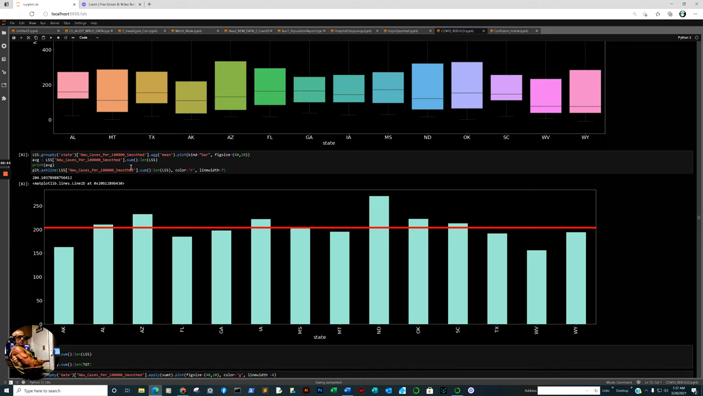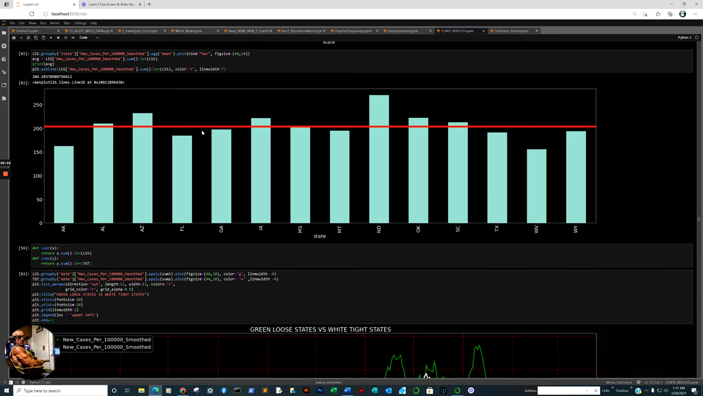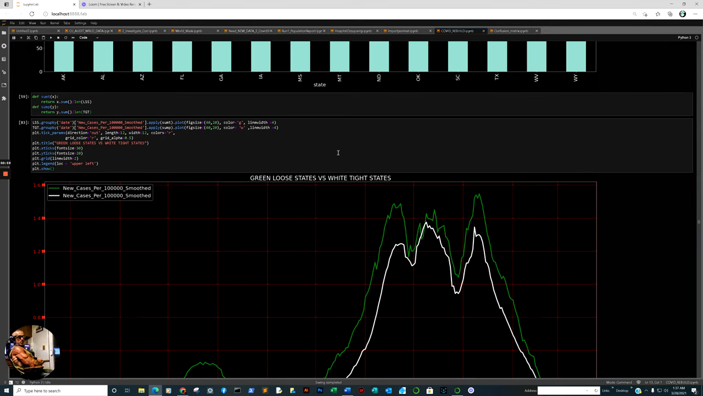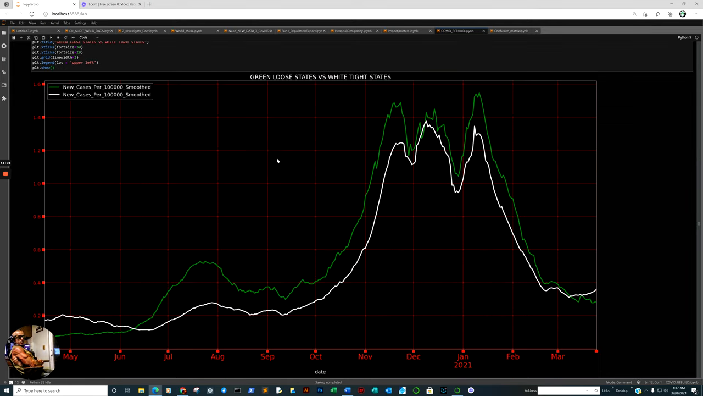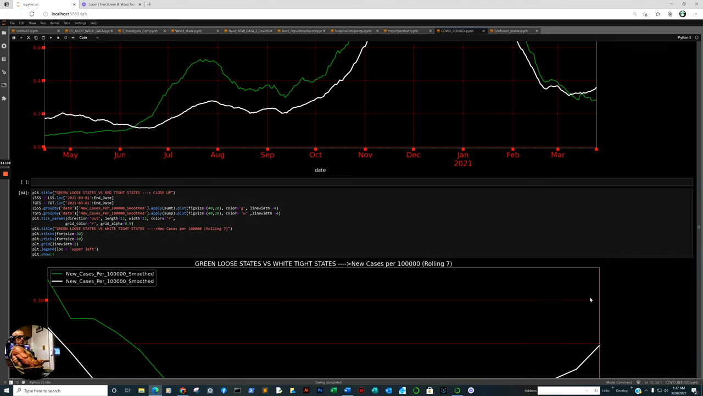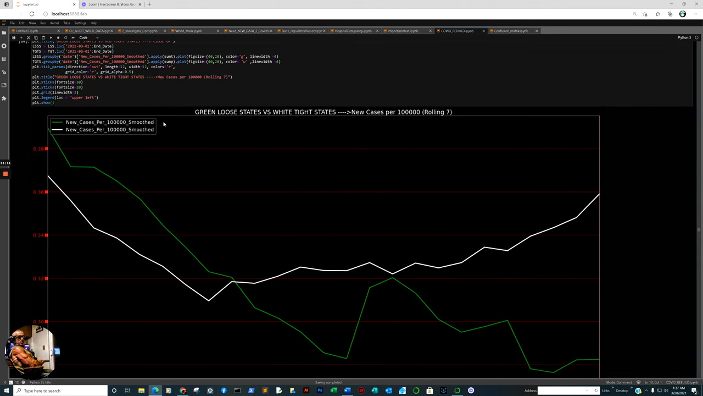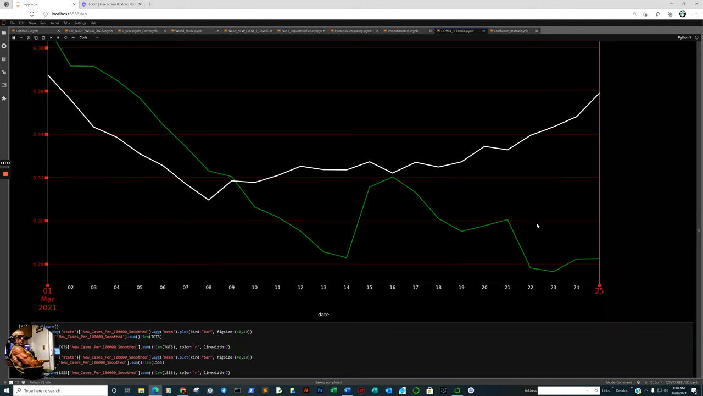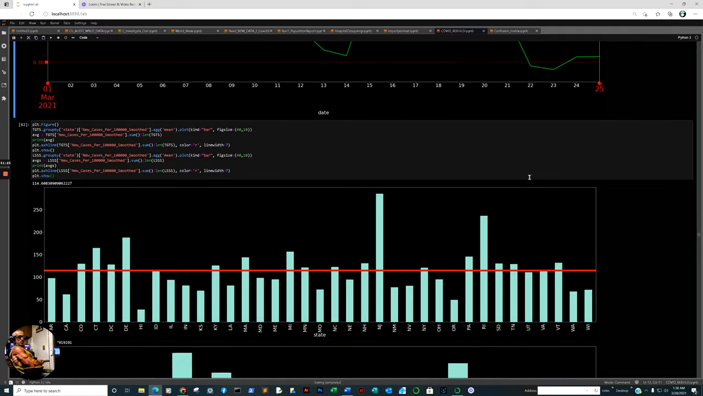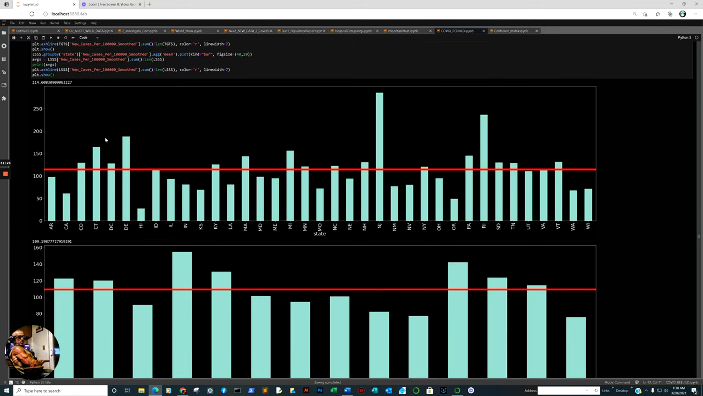Right there, probably a little higher. But again, we're not looking at cases. We're looking at hospitalizations and mortality. Green is for the loose states, white is your tight restriction states. But recently, look what's happened. As we tightened that a little bit, looking at new cases per 100,000, they are now actually higher, substantially higher, if we break our dates down to the beginning of March, than under loose restriction states. Think about that. Now if we break those dates down, the dynamic changes.